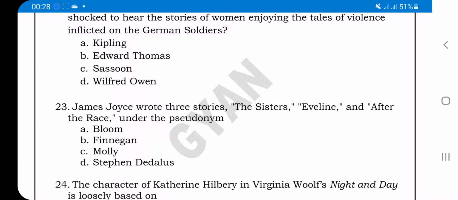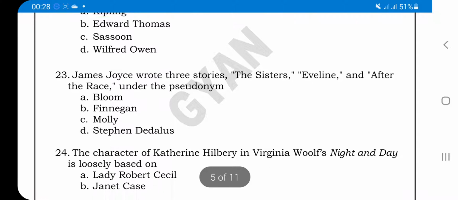Next is: James Joyce wrote three stories, and what was the pseudonym? Can you guess? According to me, D is the right answer. What is yours? I think D is correct.